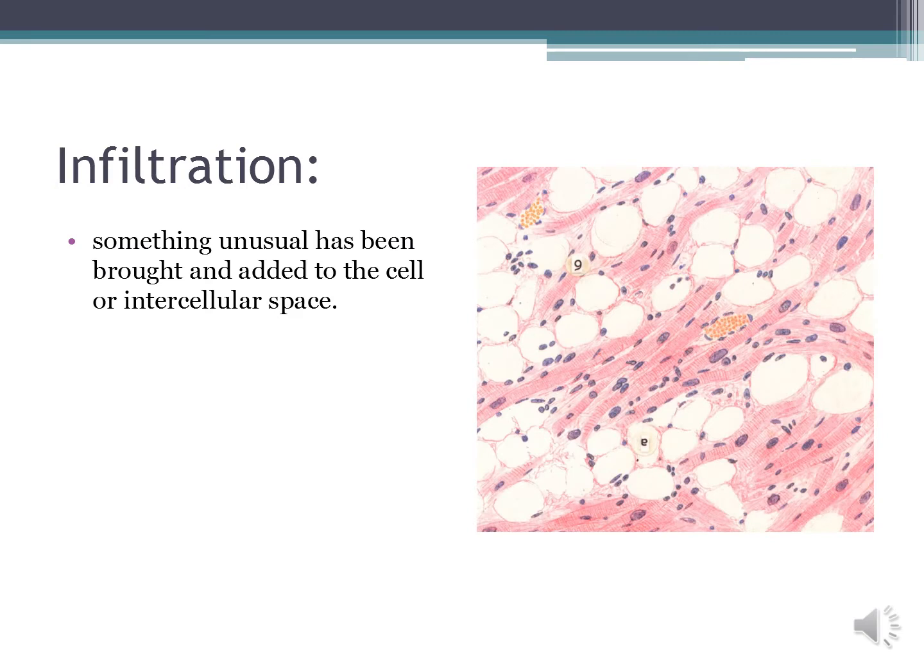Let's start with infiltration. We call it infiltration when something unusual has been brought and added to the cells or our intercellular space. Here you see lipids between myocardial cells. So in that case, we call it infiltration.